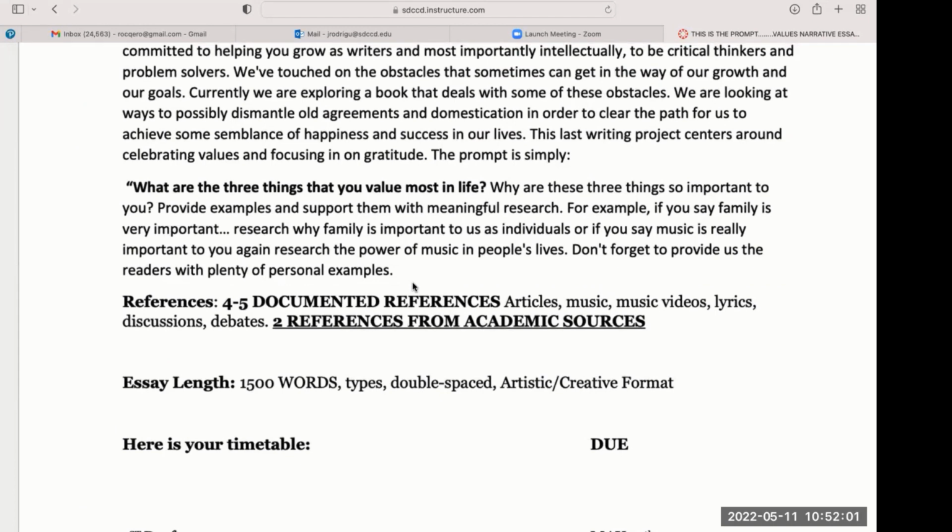What are the 3 things that you value most in life? Why are these 3 things so important to you? Provide examples and support them with meaningful research. For example, if you say family is very important, research why family is important to us as individuals. Or if you say music is really important to you, again, research the power of music in people's lives. Don't forget to provide us, the readers, with plenty of personal examples. 4 to 5 documented references, 2 references from academic sources.